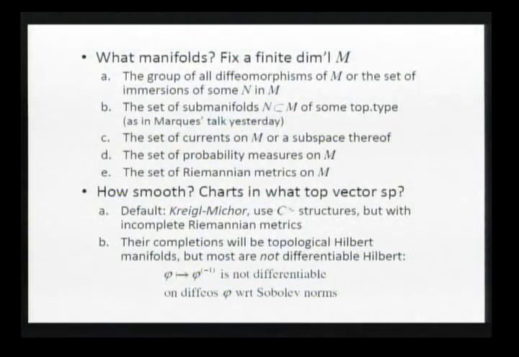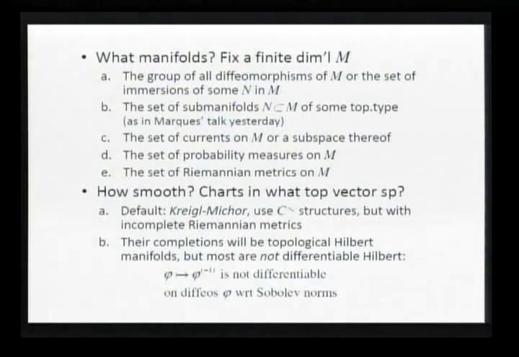But then we have the set of submanifolds of some topological type, as in Marcus's talk yesterday, looking at surfaces, genus 1 or higher. So now this is harder to coordinatize and to deal with. The case where this is S1 and this is the plane is what I'm going to talk about in the first three examples. You can also look at currents.